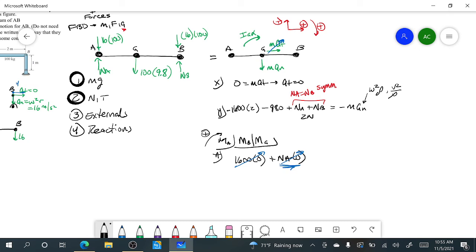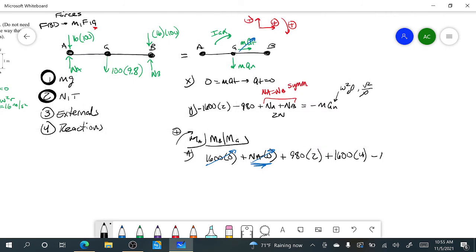Then I have to do the mass, which would be positive because it's going down and around like that. So it's going to create a positive rotation. So positive, and it'd be 980. And then the perpendicular distance here is 2. So it'd be times by 2. Then I have to do positive 1600. And the perpendicular distance will be 4. And then minus NB times the perpendicular distance of 4.